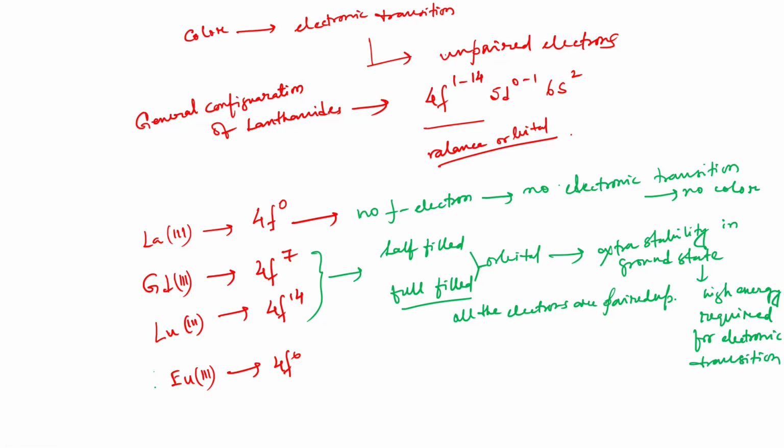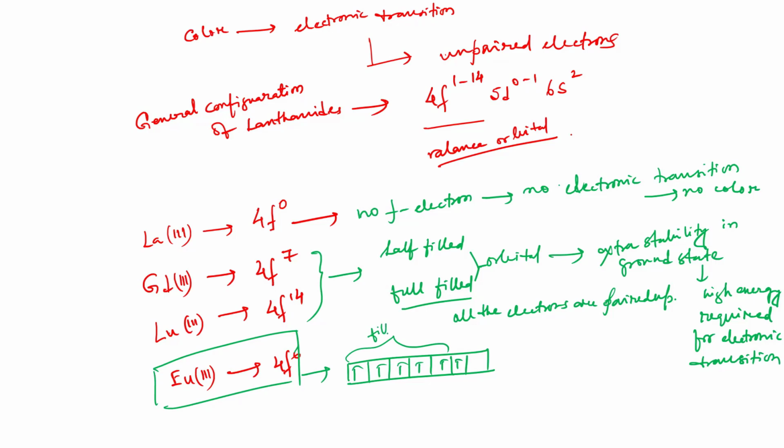And now europium. The configuration of europium in simple order will be like this. So here there is a chance of transition. Why? Because of singly filled orbitals, and this one is empty. So very easily from any one of these the transition is possible.